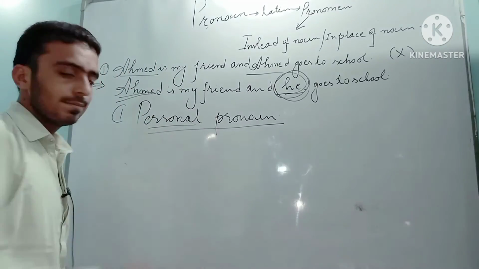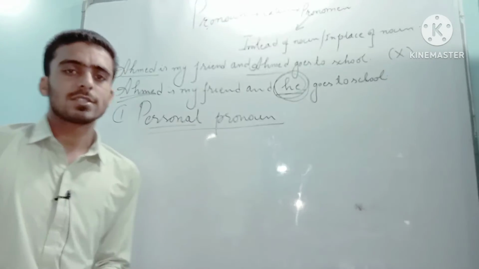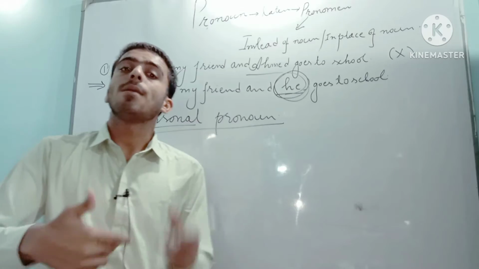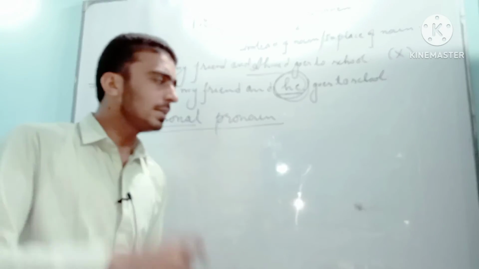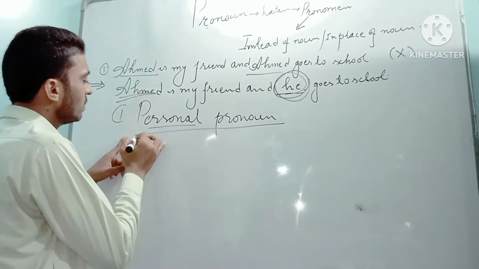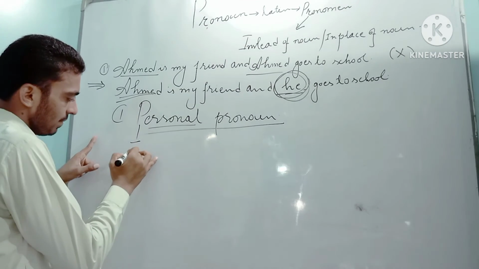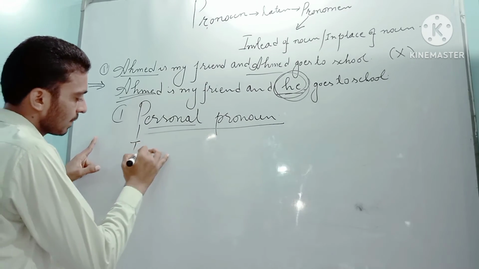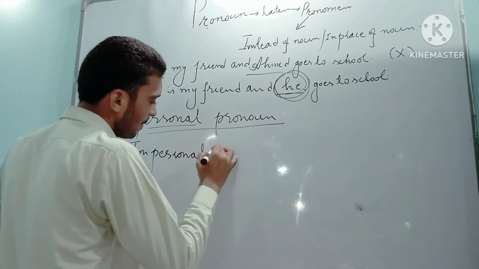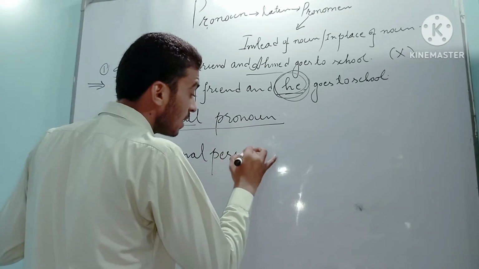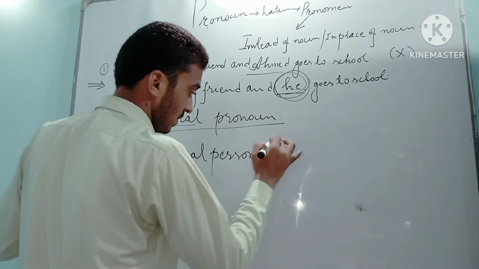there is also the opposite of everything. Suppose you can say possible, impossible, and complete, incomplete. So another kind of pronoun is the impersonal pronoun. Impersonal pronoun means the opposite of personal.